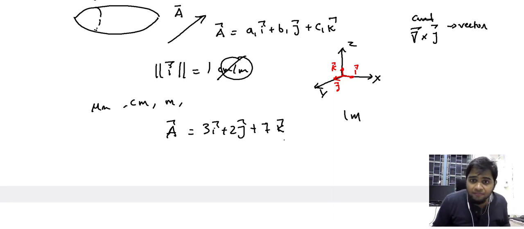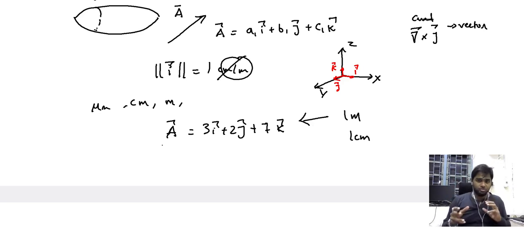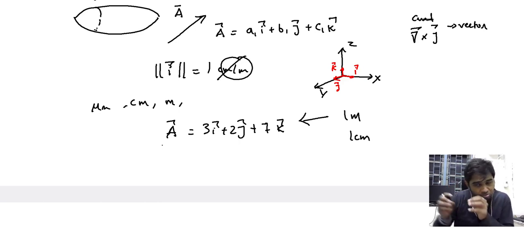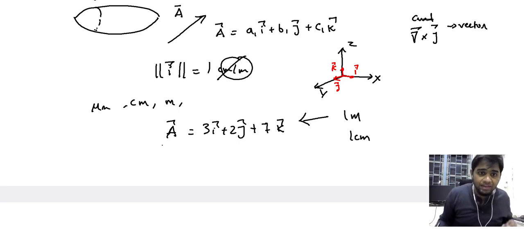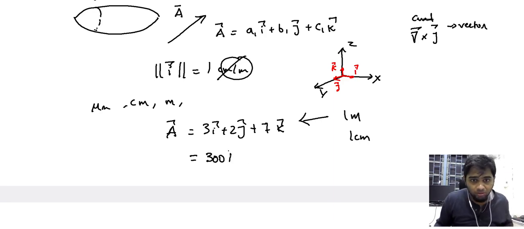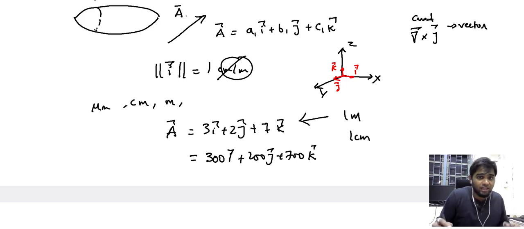Now if my unit vectors are still unit vectors but of length 1 centimeter, this is for 1 meter when my unit vectors are of length 1 meter. Now when I have a coordinate system wherein the i, j and k vectors remain the same, they are unit vectors, but now their length is not 1 meter but 1 centimeter, then in order to represent the same vector, I need to move 300 units along the x direction, 200 units along the y direction and 700 units along the k direction in order to describe the same vector.